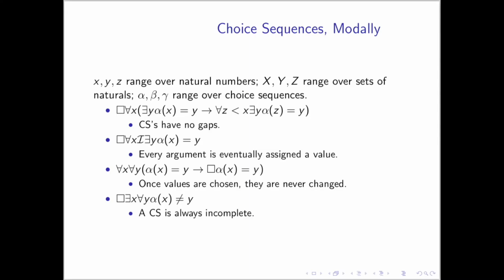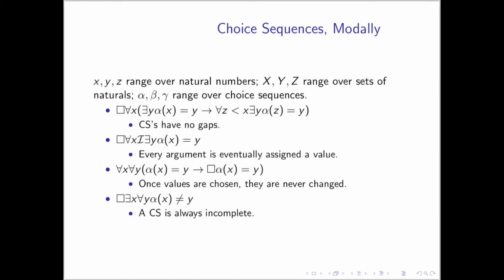How do we apply that to understand choice sequences? Well, here's 4 postulates that we can postulate to just understand the very idea of a choice sequence. So we'll work in a 3-sorted language. Little x, y, z will range over natural numbers, big X, Y, Z over sets of natural numbers, and then alpha, beta, gamma, etc. will range over choice sequences. And I want to suggest that this is a way of understanding what it takes for something to be growing in time successively. So first, choice sequences should have no gaps.